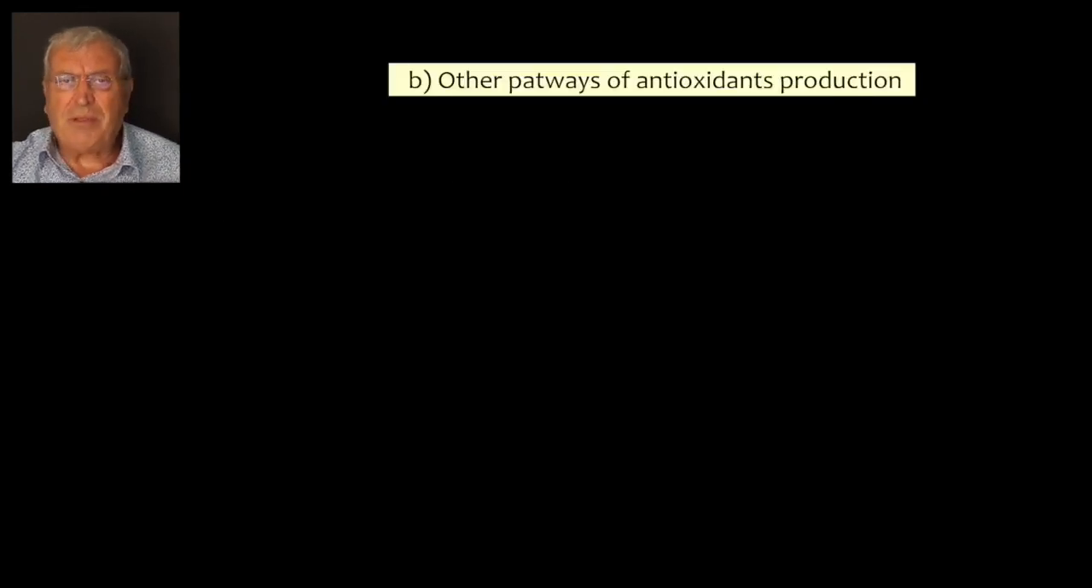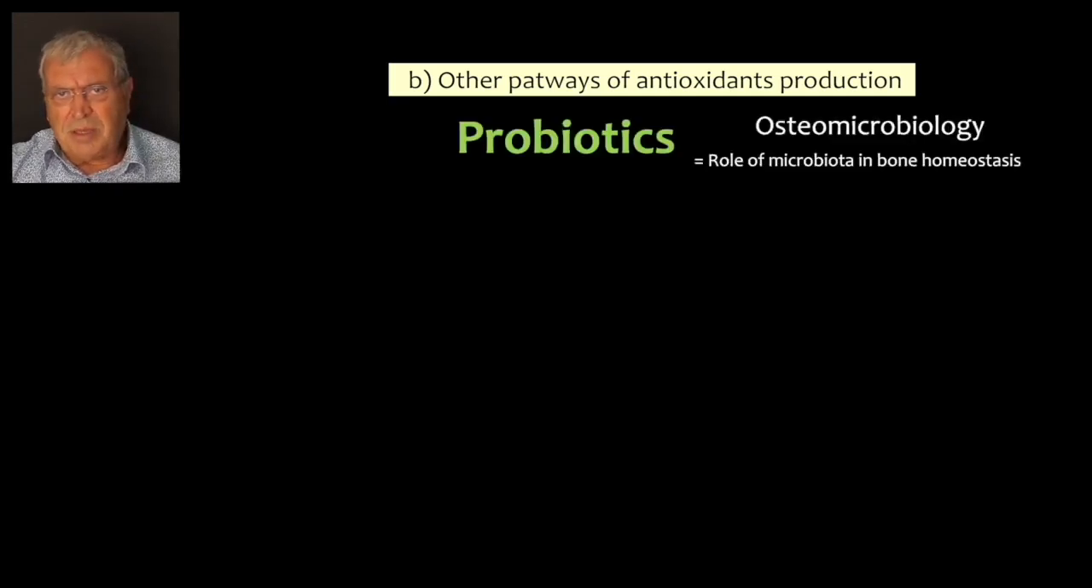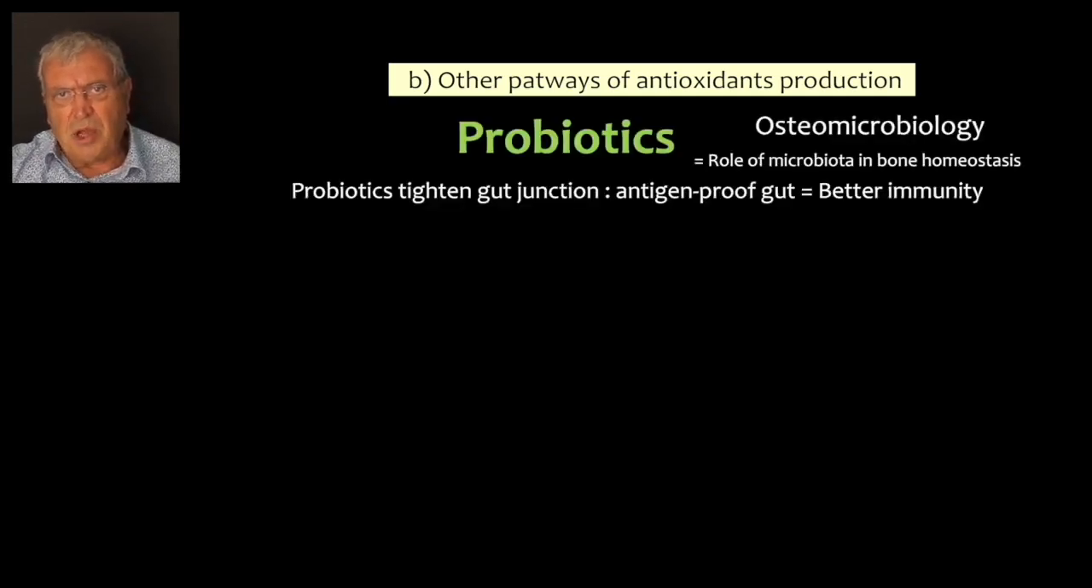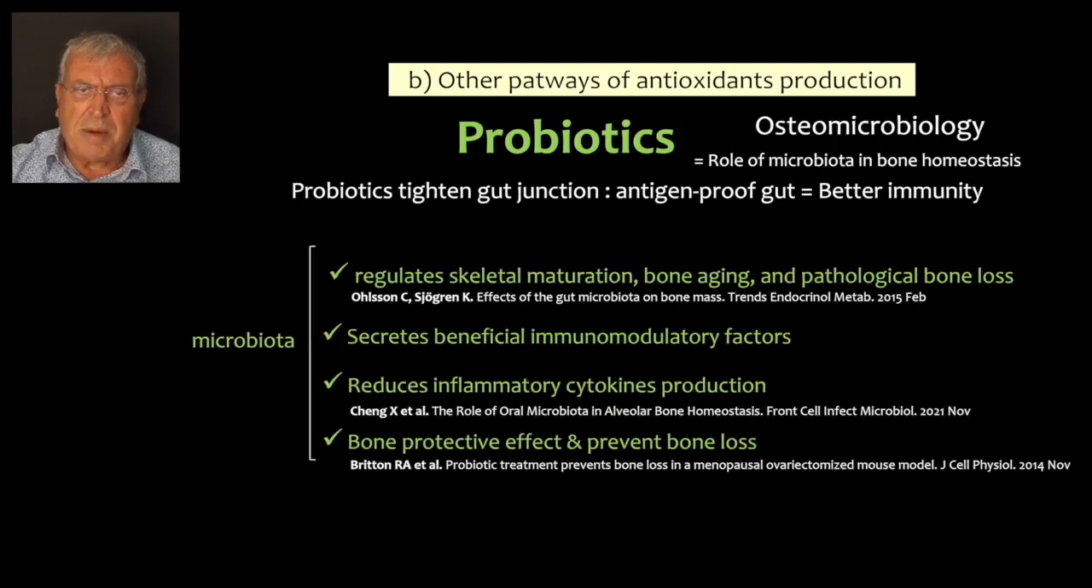But we have other pathways for antioxidant production. We know the probiotics. Now we are facing a new science, osteomicrobiology, the role of microbiota in bone homeostasis. We know that this microbiota has a huge influence on immunity, on bone, on most of the biologic cascades in the body. The microbiota is influential.